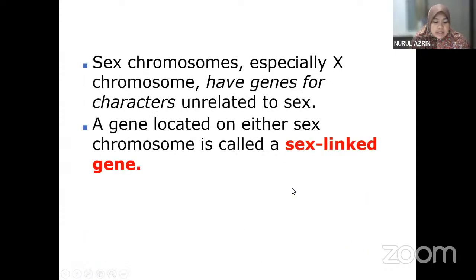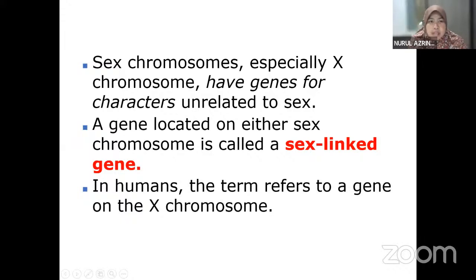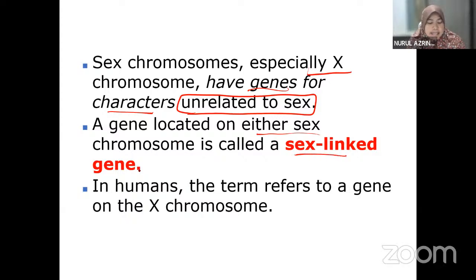Okay. So sex chromosome, especially X chromosome, have genes for character unrelated to sex. Maknanya apa? X chromosome ada gene-gene yang juga tidak berkait dengan seks. Gene located on either sex chromosome we call as sex-linked genes. Maksudnya gene yang duduk pada X kromosom kita panggil sebagai sex-linked genes. So untuk manusia we refer to gene that is located on the X chromosome.